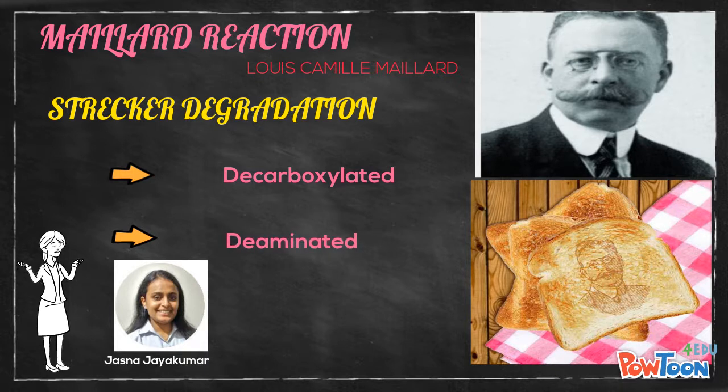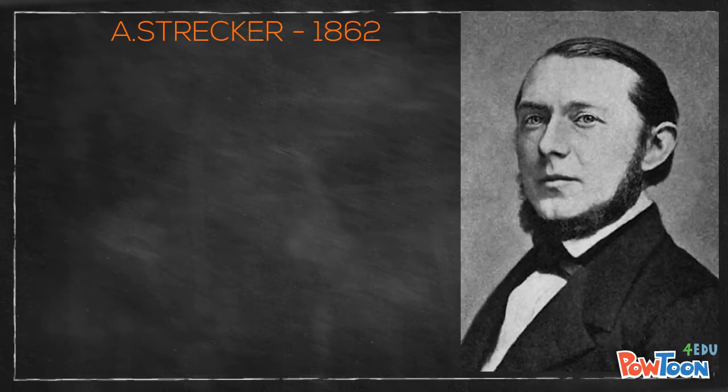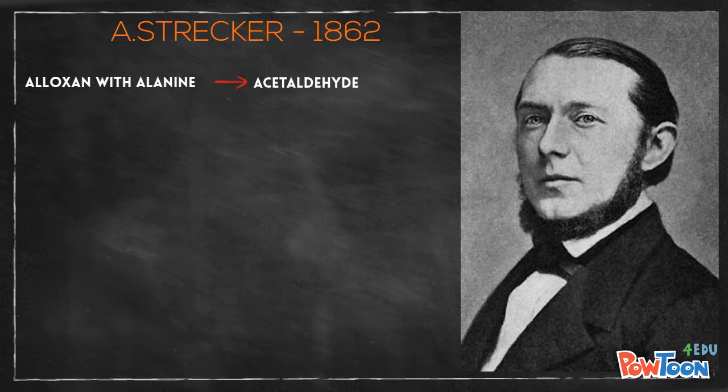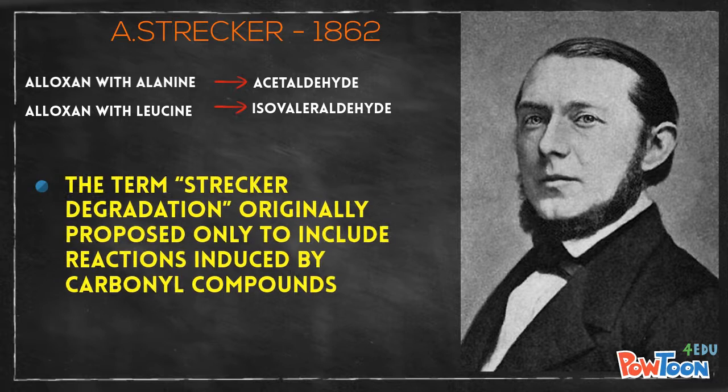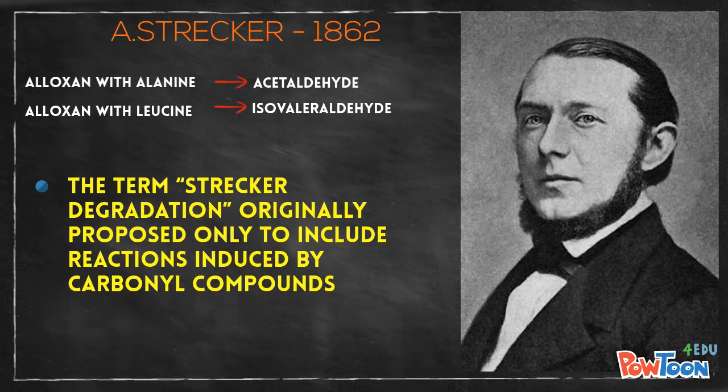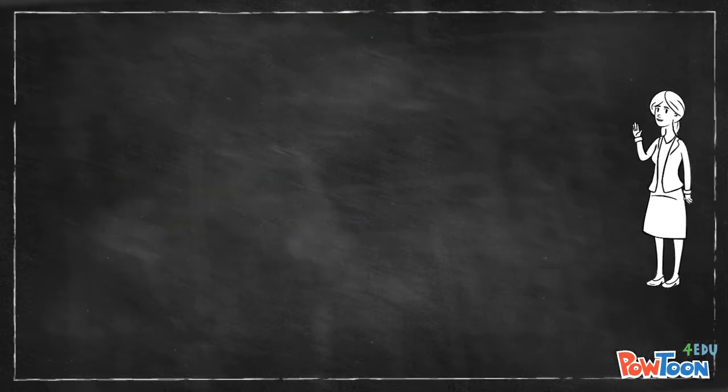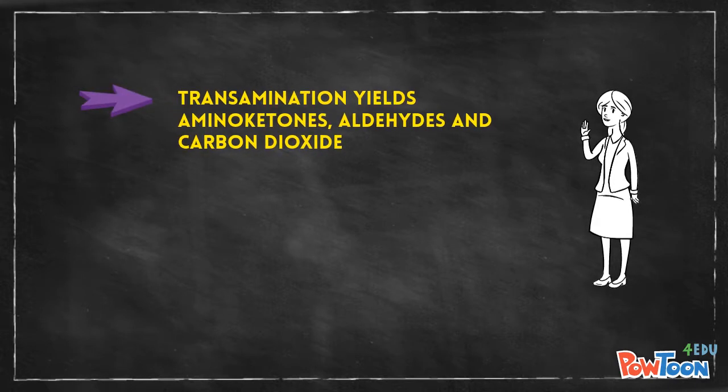Adolf Strecker in 1862 observed the formation of acetaldehyde and isovaleraldehyde in reactions of alloxan with alanine and leucine respectively. The term Strecker degradation was originally proposed for reactions induced by carbonyl compounds, but nowadays it refers to many other types of oxidative deamination. Transamination involved in the reaction yields aldehydes, aminoketones, and carbon dioxide.